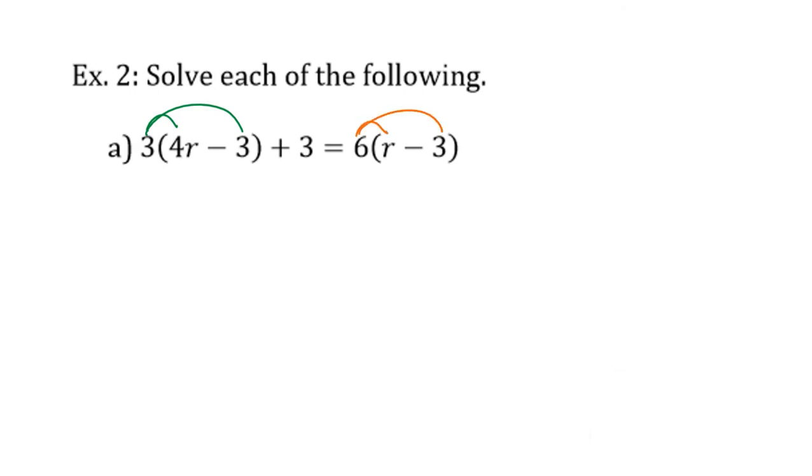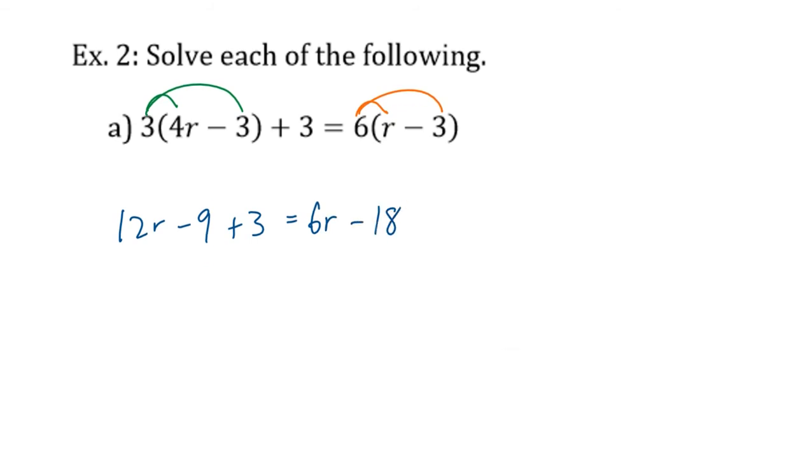So 3 times 4r is 12r. 3 times negative 3 is negative 9. Then I've got plus 3. Then I've got 6r minus 18. Now, there's 2 ways you can do this next step. I'm going to do it in 2 steps, and then I'm going to show you how you could do it in 1 step.